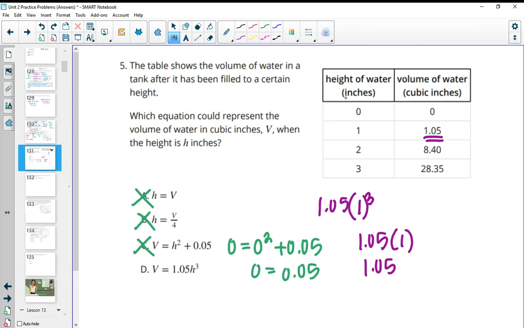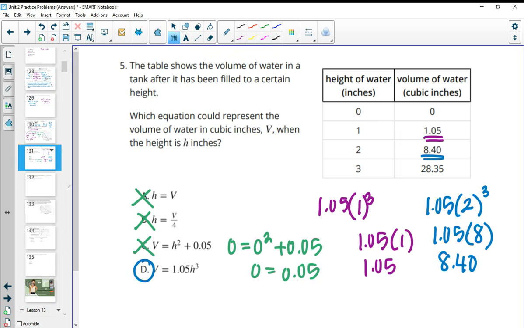And then let's plug in another one. Let's plug it into this one. Then we'll get 1.05 times the height 2 cubed. So 1.05 times 8, and 1.05 times 8 is 8.40, which also works. So this is our equation.